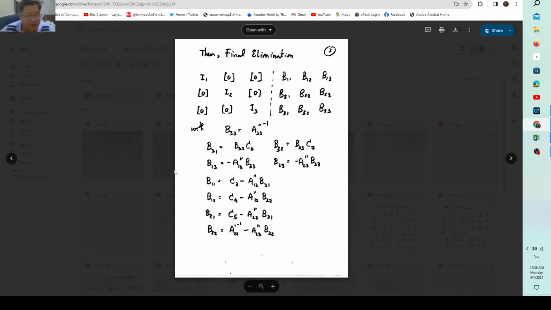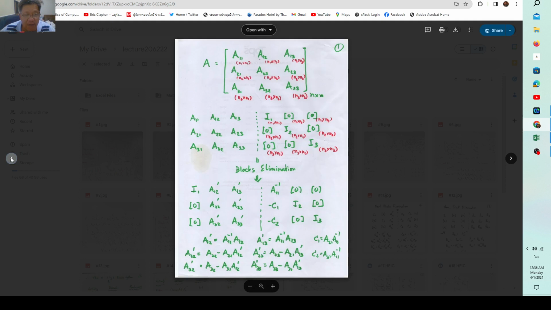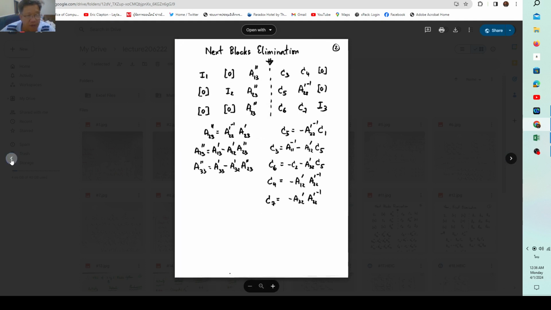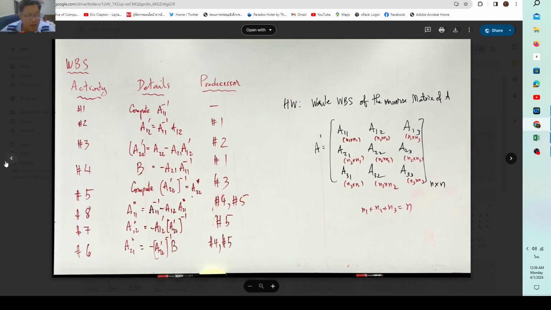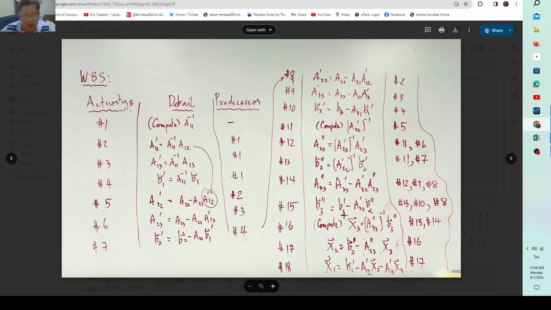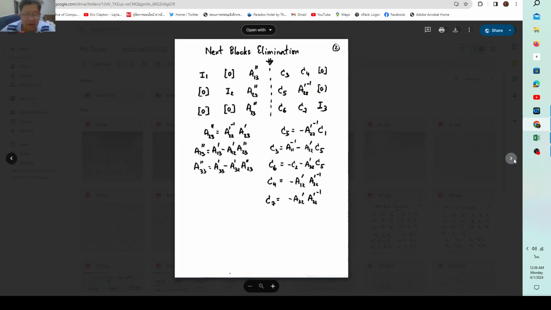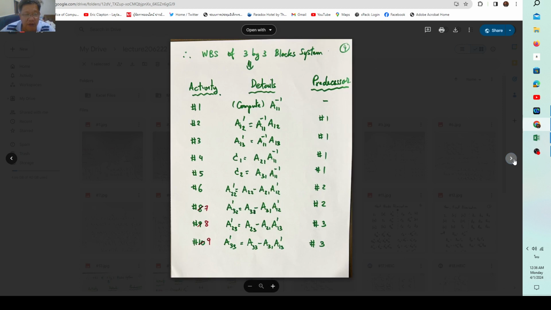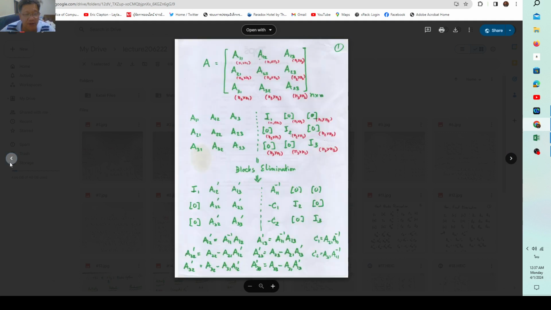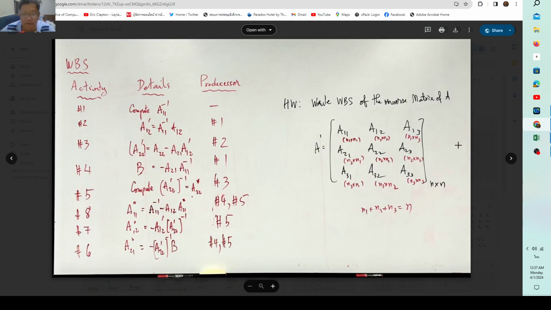So with this explanation of the computation process, we can summarize and do something similar to what we did before here. This one is a 2 by 2 system for inverse. This one is solving the 3 by 3 linear equation. And after this, you can develop the work breakdown structure of the 3 by 3 inverse matrix, which is actually the homework that we left for you last time.